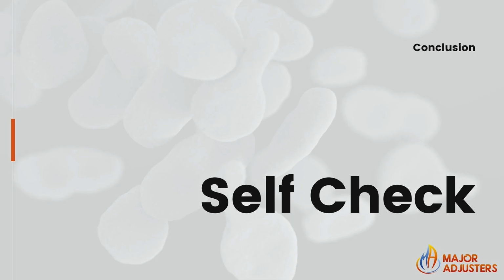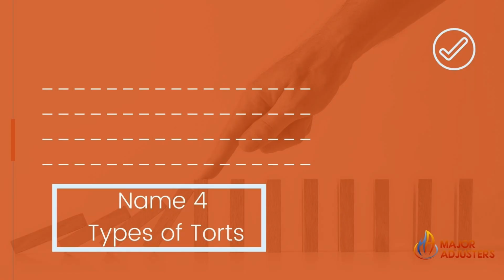So let's do a self-check. Name 4 types of torts. 4 types of wrongdoing. Let's look at the negligent. The negligent would be the accidents: auto, bikes, and medical malpractice. And then your other intentional torts are assault, battery, and defamation.